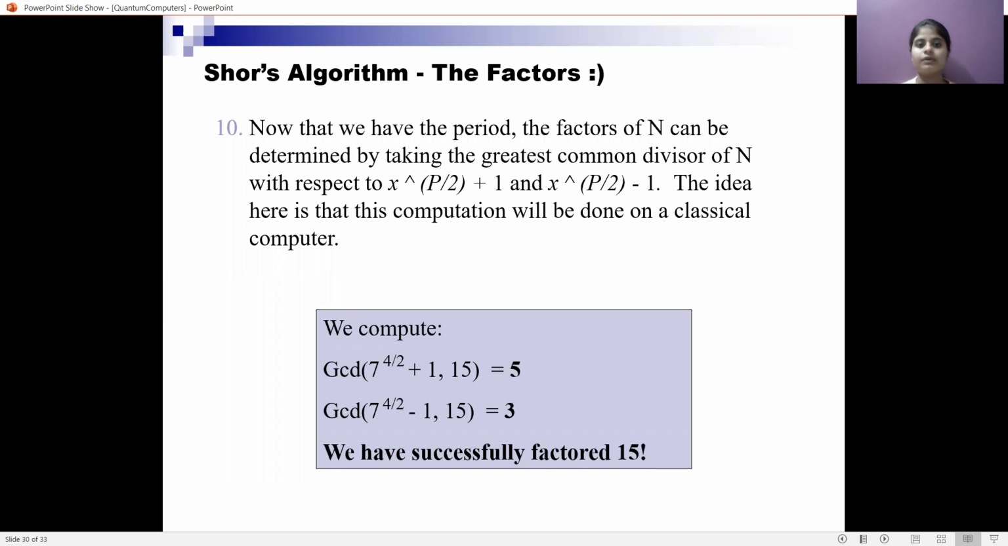Now that we have the period, the factors of n can be determined by taking the greatest common divisor of n with respect to x to the power p by 2 plus 1 and x to the power p by 2 minus 1. The idea here is that this computation will be done on a classical computer. Let's compute GCD of 7 to the power 4 by 2 plus 1, 15, which is equal to 5. And GCD of 7 to the power 4 by 2 minus 1, 15, which is equal to 3. We have successfully factored 15.